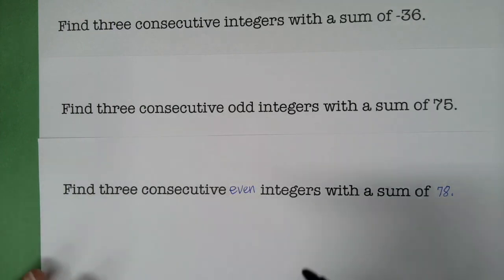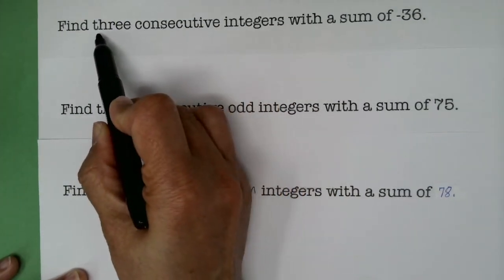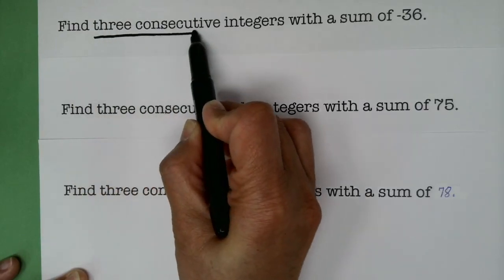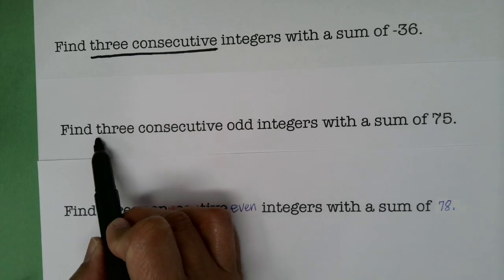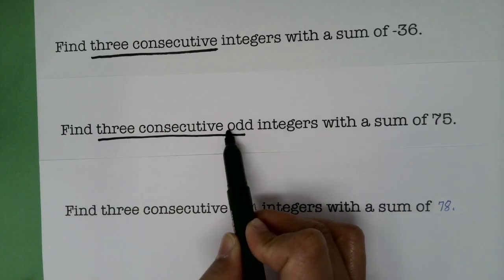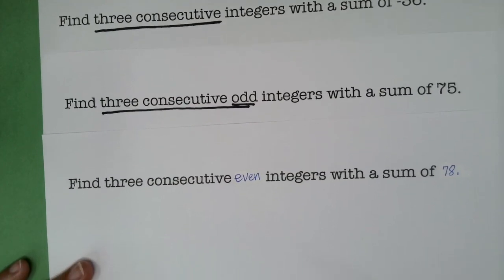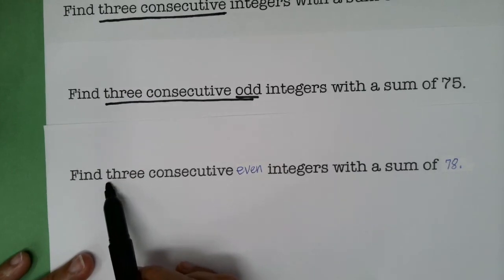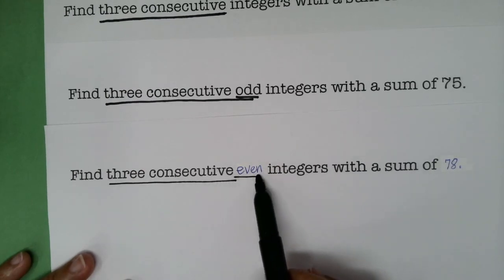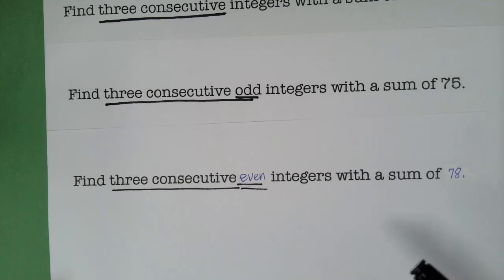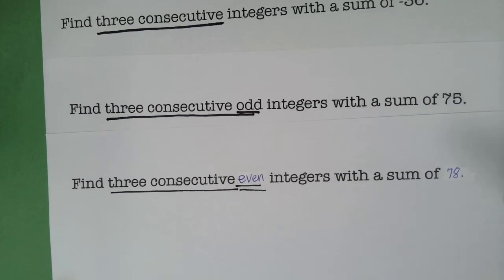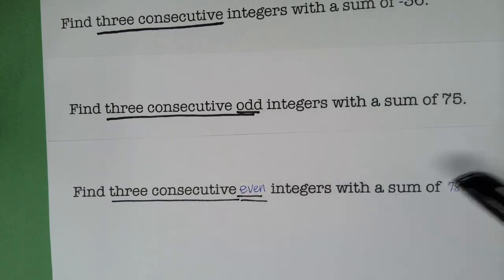So the first one, we simply are looking for three consecutive integers. Second, we are going to find three consecutive odd integers. And the third, we're going to find three consecutive even integers. Alright, so let's find out what are the similarities and differences of these three situations.